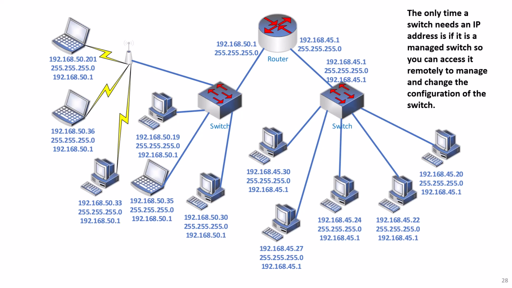Routers need to have IP addresses because they're used to connect networks and forward packets from one network to another network. For a switch to function, it does not need an IP address since all of its decisions are based on MAC addresses. However, the only time a switch would get an IP address is so that you can connect to the switch remotely to manage it.